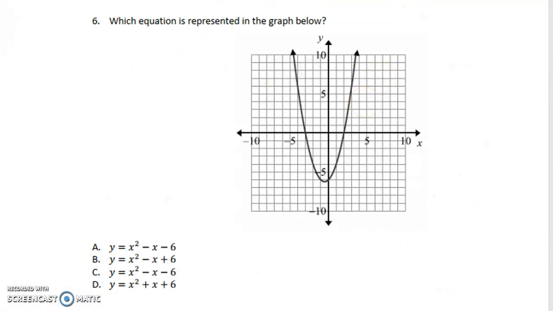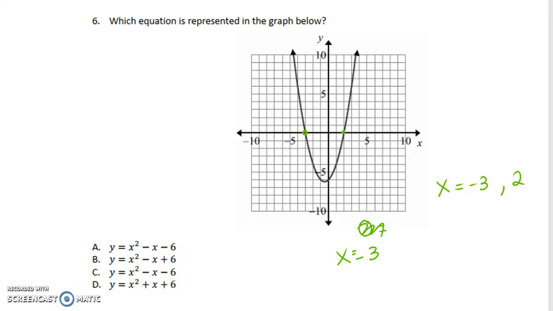Ooh, I love this one. So it says, which equation is represented in the graph below. Well, in order to figure this out, let's look at our zeros, our roots. Our roots are at x equals -3 and at +2. So if you think about this, we need to work backwards, because typically what happens is we set our factors equal to 0 and we solve. So what I need to do is I need to undo this.